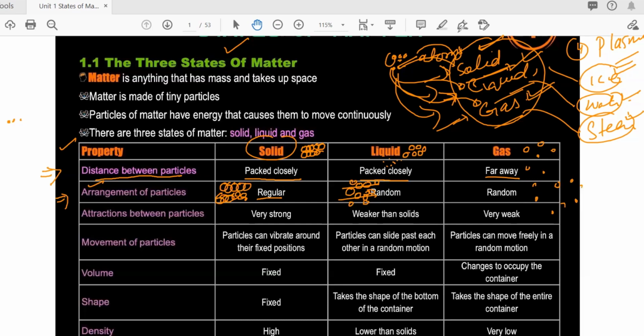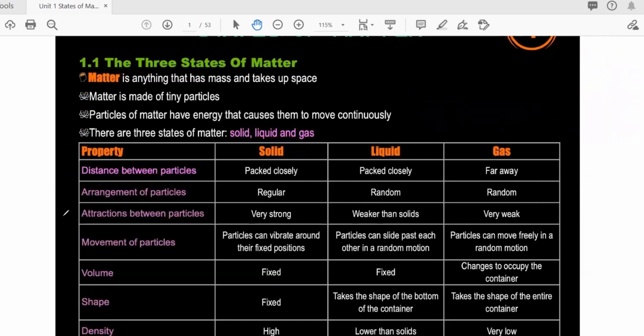After that, the heading we will see is the attraction between the particles. If you talk about particles in the solid state, the force of attraction between two particles or two atoms is really strong. If you talk about liquids, they have a force of attraction, but it is less than in solids. Then in gas, they have a very weak, or sometimes you can say no, force of attraction. So this is the force of attraction between the particles.